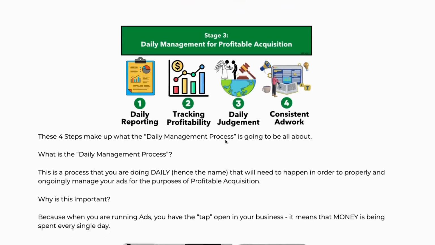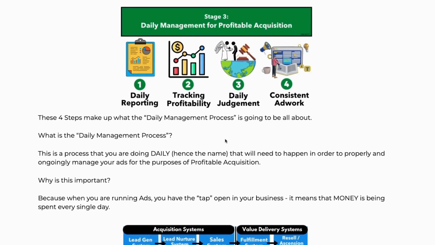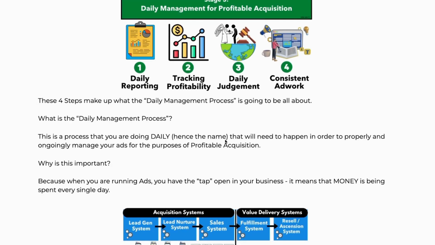But the question is, what is this daily management process? This process of the daily management is something that we do daily, hence the name daily management process, right? This is what we are doing on a daily basis in order to properly manage our ongoing ads to make sure that we are actually profitable on the acquisition and that we're keeping an eye on our acquisition and profitability metrics.